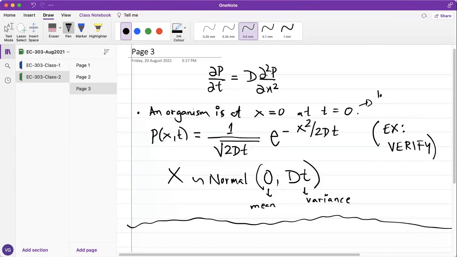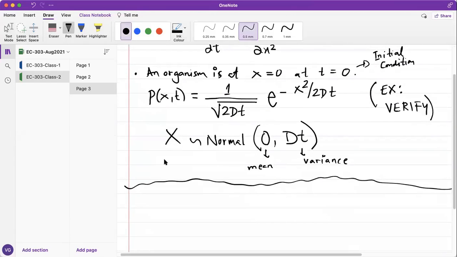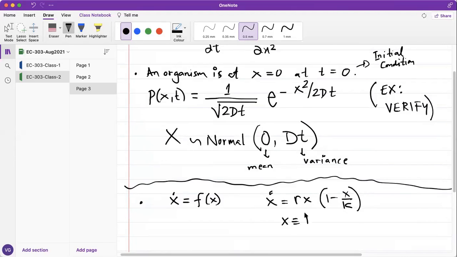Could you go over that once? So this is the initial condition. You remember, let's go back. I don't know if you were in the EC 201 course. No, I wasn't. So what did we do there? We had a population model like this, for example x dot is equal to Rx times 1 minus x over K, where x in this context meant population density.